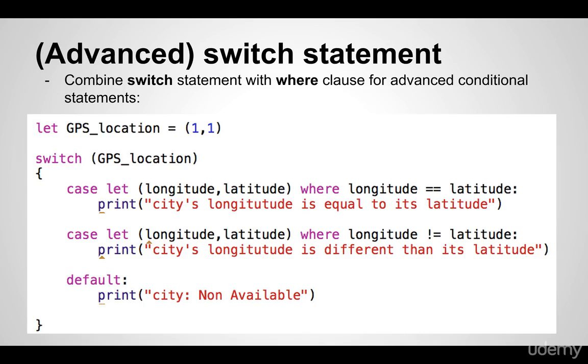Okay, now the GPS location coordinates here are 1, 1. So obviously the x and y are the same. The longitude is the same as the latitude, right? So it will use the case where longitude is equal to latitude, and it would print city's longitude is equal to its latitude. All right.